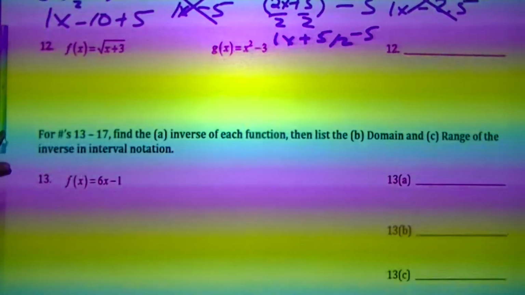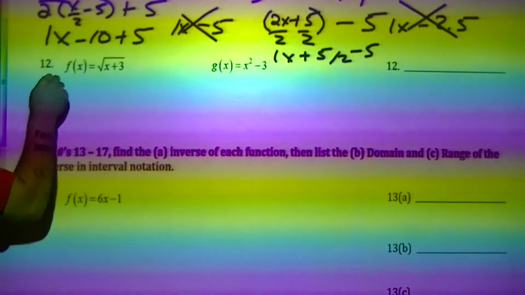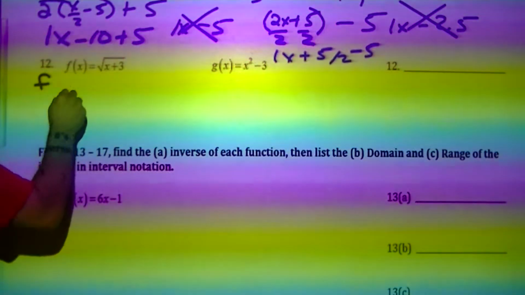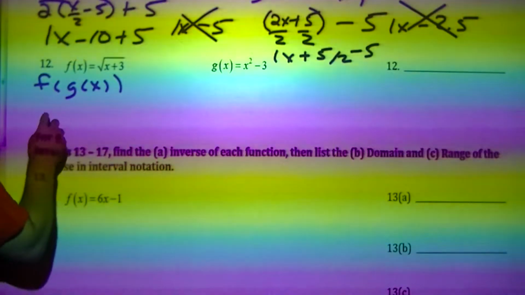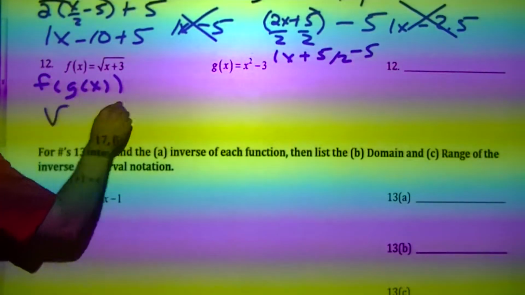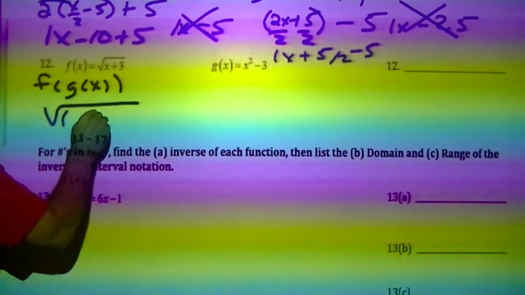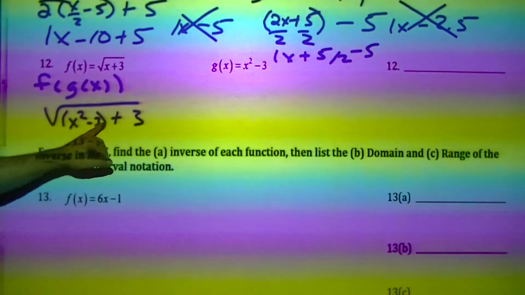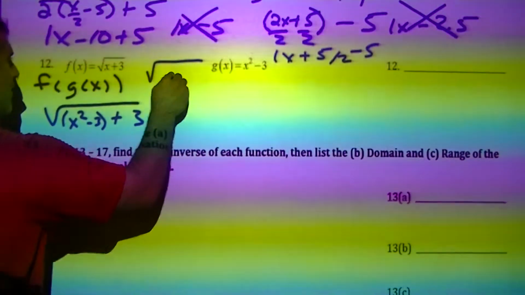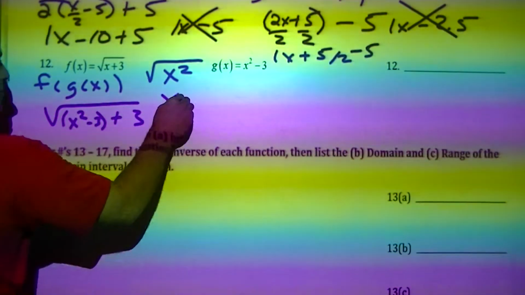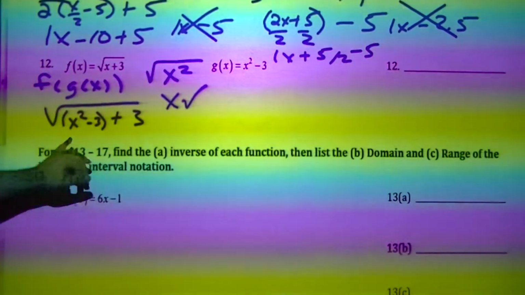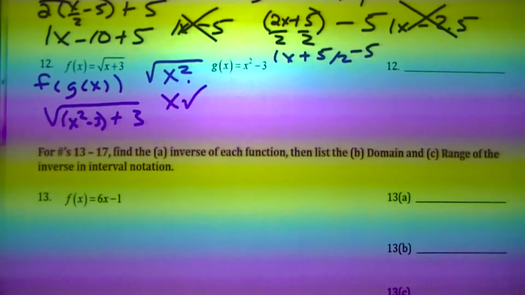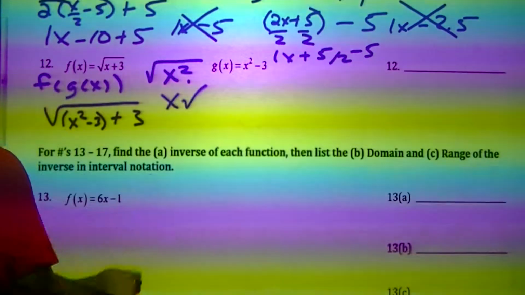If I move down to this one, once again, same concept. F of g of x, I would lead with this. I would put that inside, that's x squared minus 3. That's going to combine, so I got the square root of x squared. Square root of x squared will be x. That's good, okay? Negative 3 plus 3 would be 0. Square root of that would be itself, because basically those cancel out.